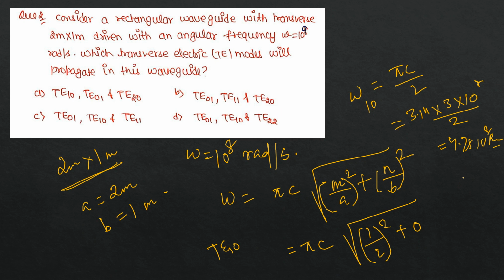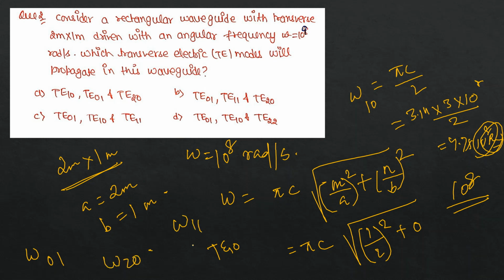Alright. So we have to check one by one. The ones that are coming in the range 10 to the power 8, you will consider. You will check omega 01, omega 20, omega 11. The ones that will come in the range of 10 to the power 8, you have to check. And what is the order? Order means which is greater, which is small. That's what you have to do here.